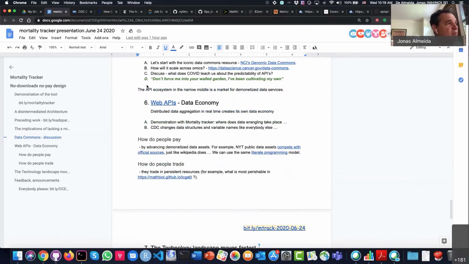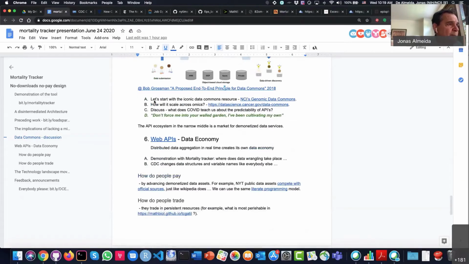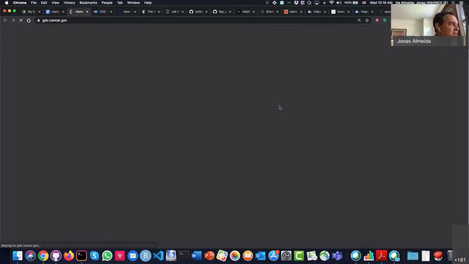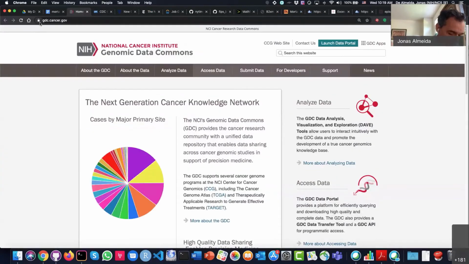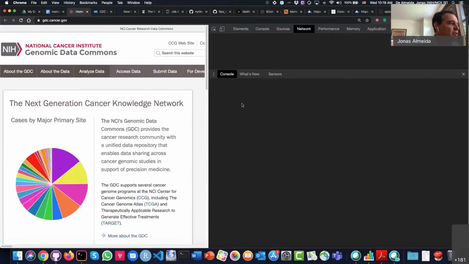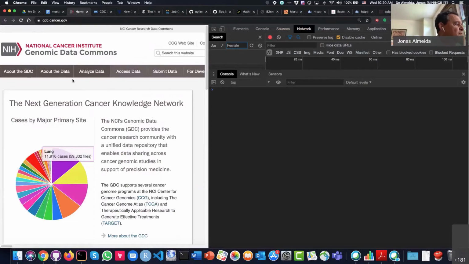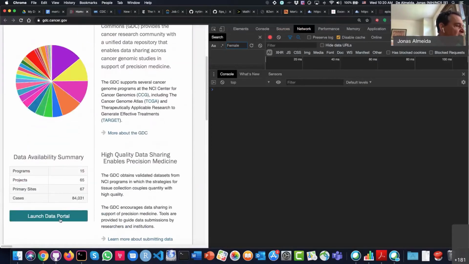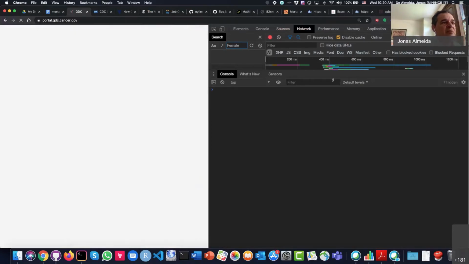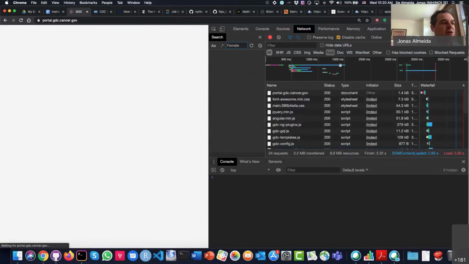So what is emerging? Let's see if I forgot anything. Of course, I shouldn't forget this. The iconic environment is the Genomic Data Commons. This is the place where the idea of data commons was put into action. So let's go to the data portal. And you see now what I'm doing on the right. I'm just making sure I see what is going on.